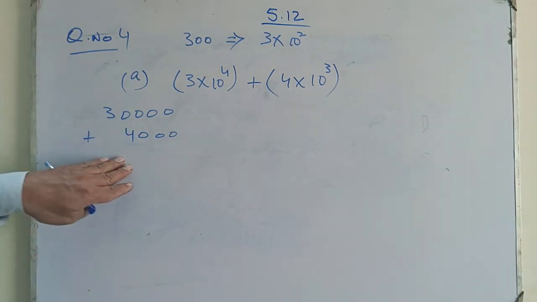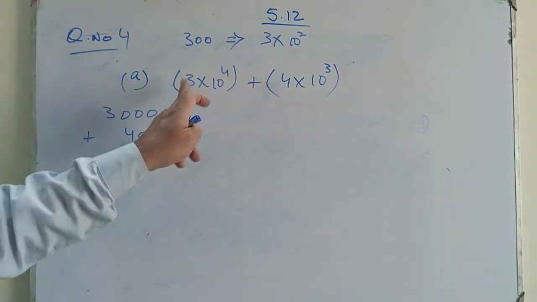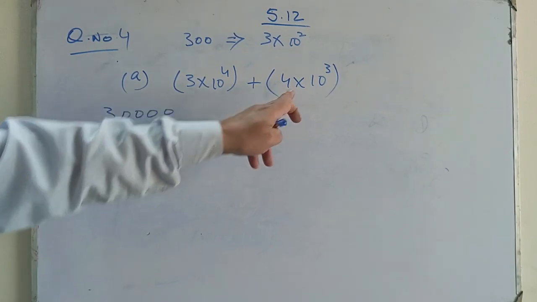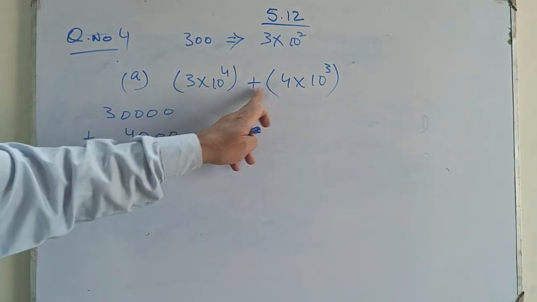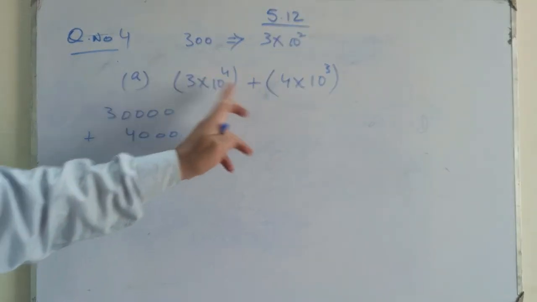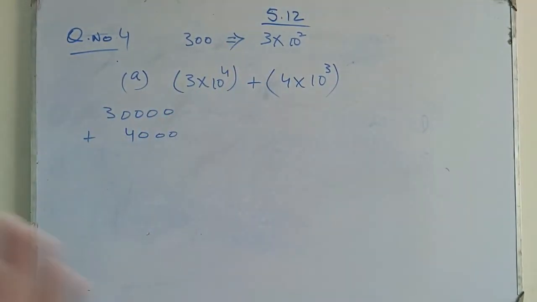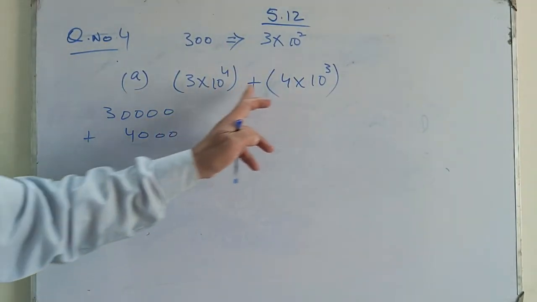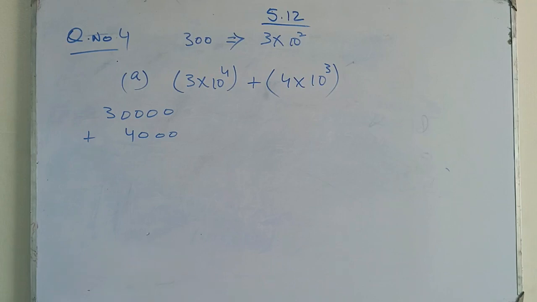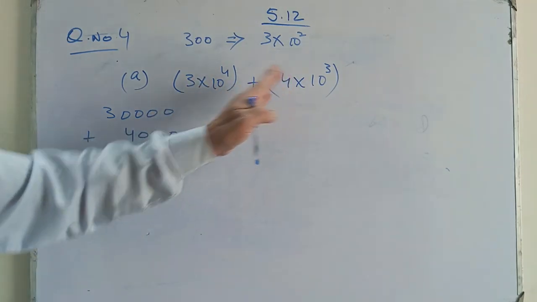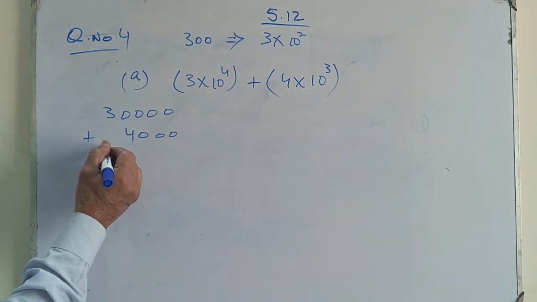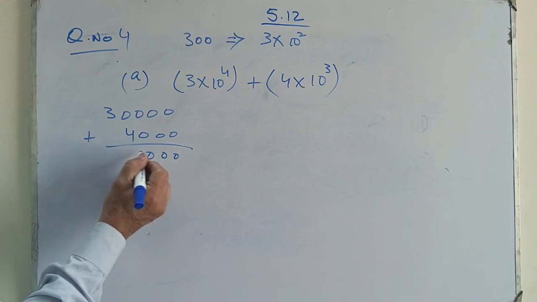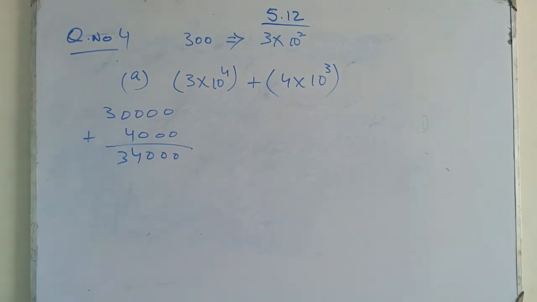Now you see, you cannot add 3 into 4 directly. 3 plus 4 will become 7 is wrong. You have to do it like this. Now it will become 0 0 0 34 with 3 zeros, that means 34,000, of course.